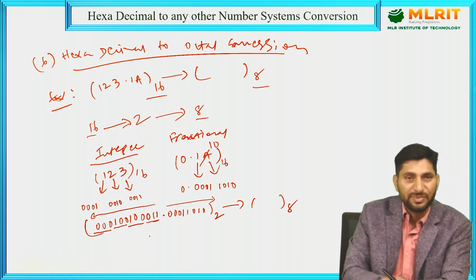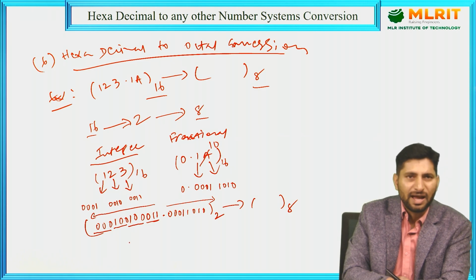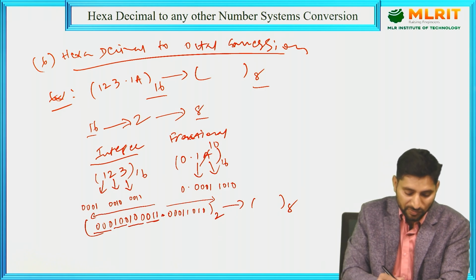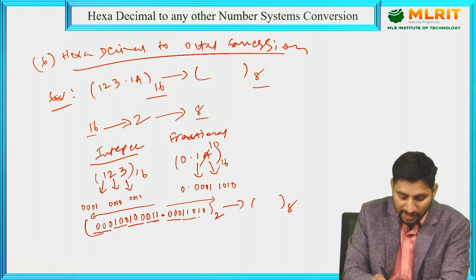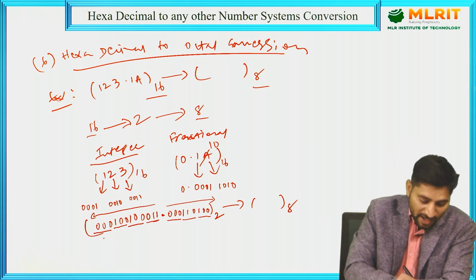So here sufficient bits are there. While making grouping, if sufficient bits are not there, I have to add as many zeros as I want at the extreme left side of the integer part and zeros at the extreme right side of the fractional part. So here these 3 zeros, 1 1 0, then 1 0. Here sufficient bits are not there, so I need to add one more 0 here. Now I can group it.